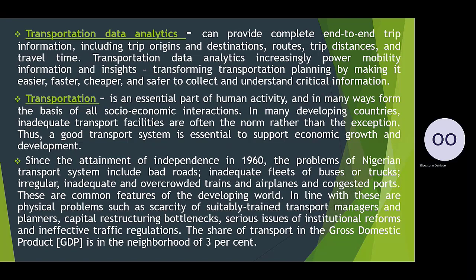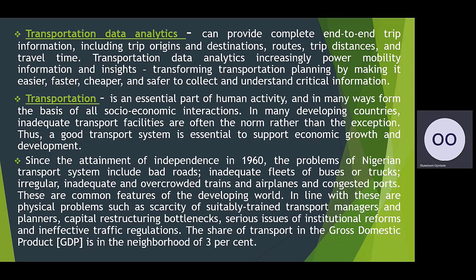In line with these are physical problems such as the scarcity of suitably trained transport managers and planners. We need someone who is experienced, someone who is trained to be able to handle the data that you can get from any transport or fleet or logistics company.